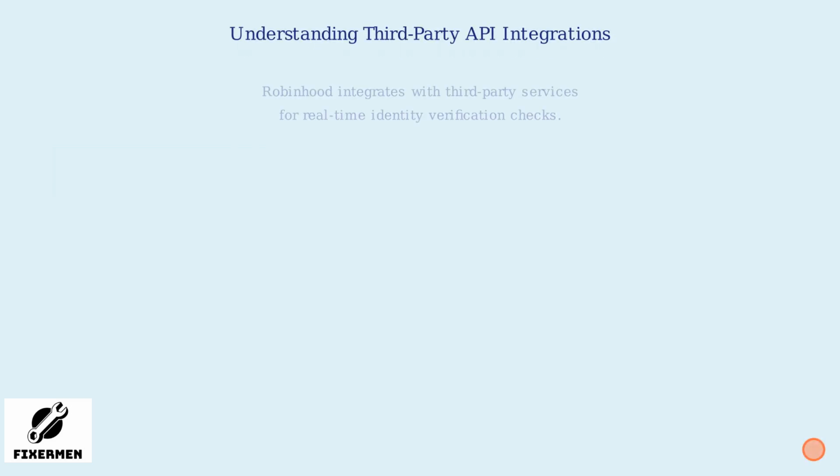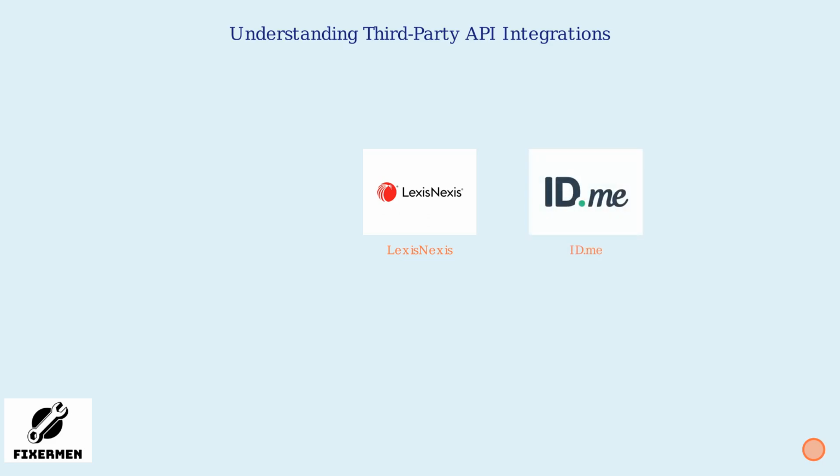Robinhood relies on third-party services like LexisNexis and ID.me for real-time identity verification. These integrations perform critical checks to ensure user information is valid and secure. For example, LexisNexis provides background verification services, while ID.me handles secure identity authentication.